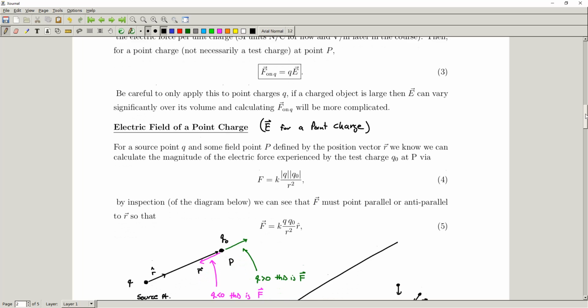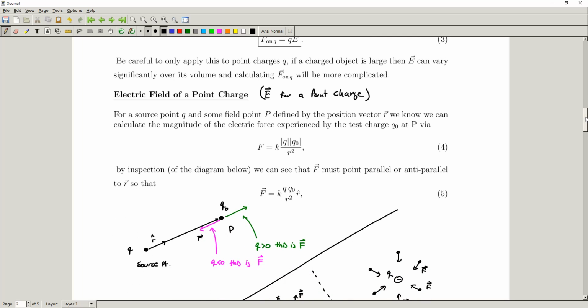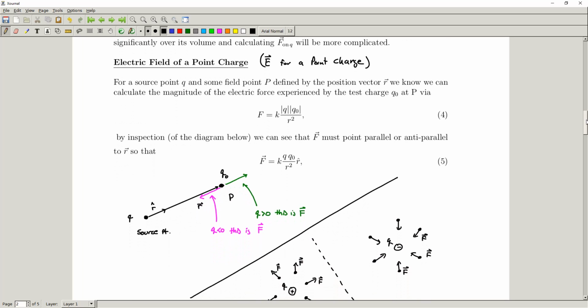Okay, so we're going to slightly change gears here, and we're going to start off by calculating the electric field of a point charge, right? So we're putting a point charge at some position, and we're calculating the electric field at another point P, some distance away from our source point, right? So this charge Q is going to be our source point, and we're going to be calculating the electric field at some point P further away.